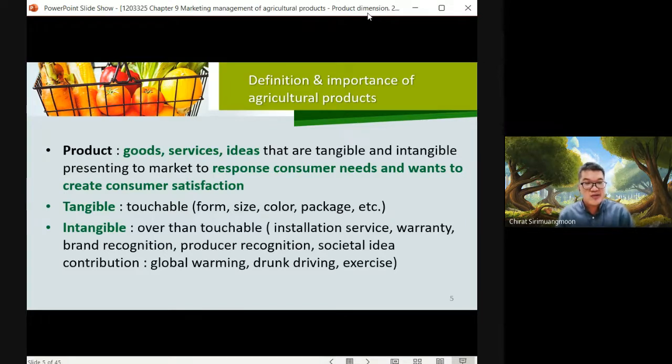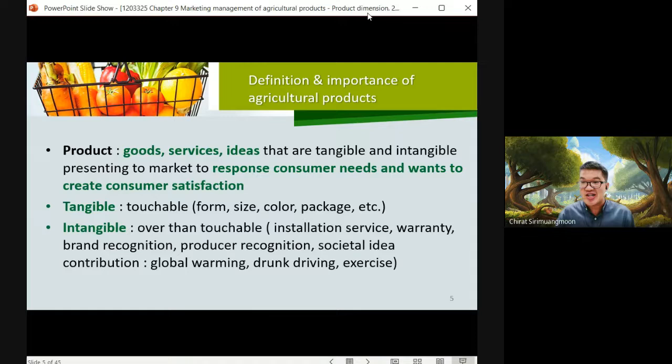So let's go to the meaning of what a product actually is. The product can be, as I mentioned before, not just the thing that you can touch. It's not just goods. It can be a service. It can be ideas. So it can be tangible, or touchable, or intangible, which you cannot touch. It's abstract, like something imagined. So again, a product can be all of them that are presented to the market to respond to the consumer's need. Again, I keep talking about this because I need to make sure that you focus on and are concerned about these issues.